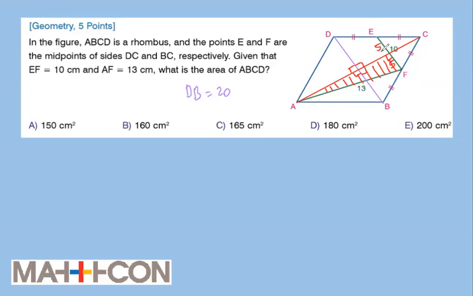If I call this H, then AH squared plus 5 squared is 13 squared. If you solve this equation, you will get AH squared is 169 minus 25, so AH squared is 144. So AH will be 12. But some of you, I hope all of you, already know the Pythagorean triples, which is why we don't really need to use the Pythagorean theorem at all.